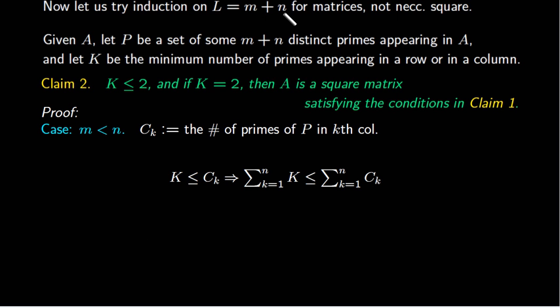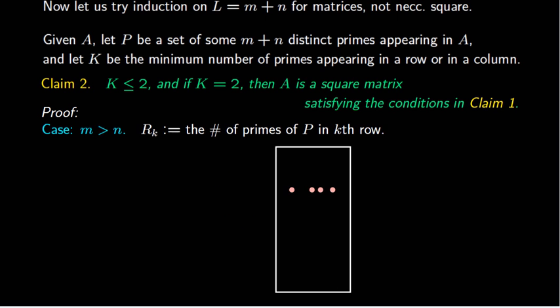It might have more primes, but it is the primes in this P here. That's what we care about. So nk is at most m plus n. So k, if you divide both sides, is at most m divided by n plus 1. Since m is smaller than n, it's strictly less than 2. So k must be 1 or 0. So that proves this case.